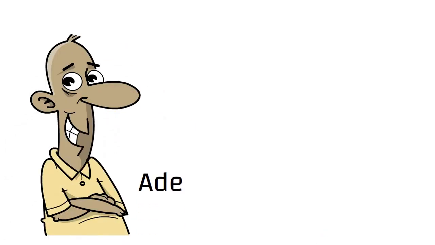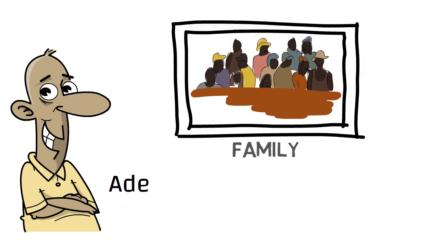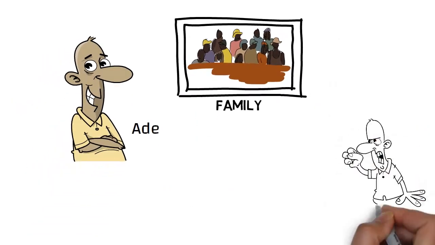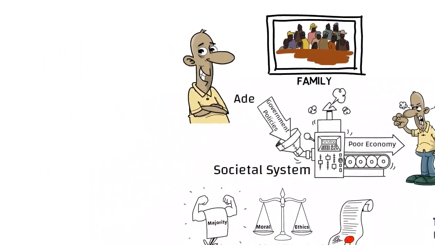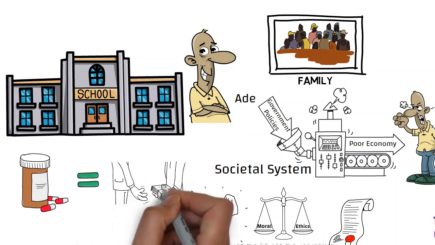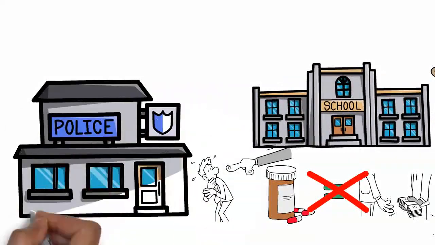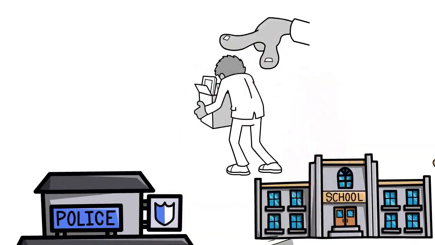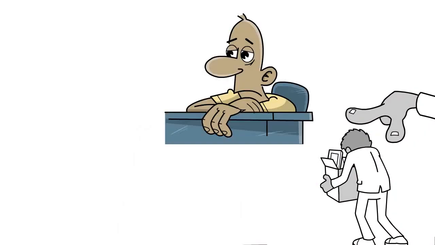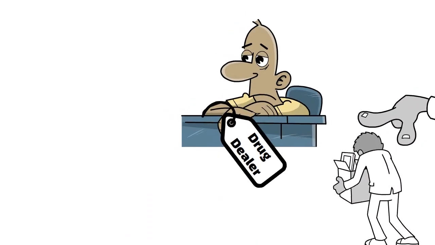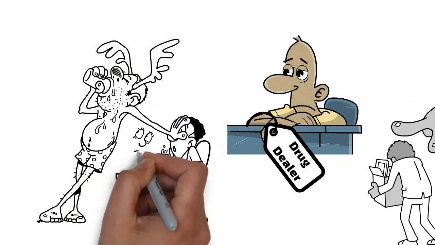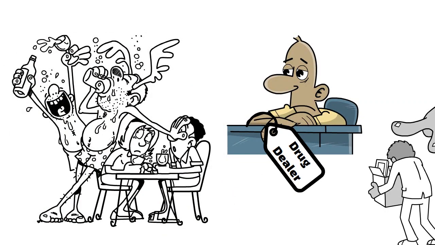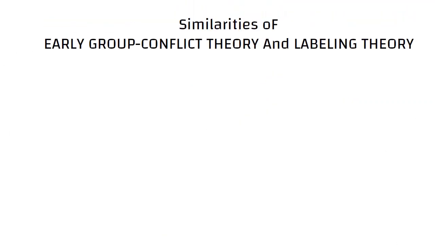Take Ade, for example. Ade is a 15-year-old boy from a lower-class family who decided to rebel against the system that was against him by selling marijuana in school. Ade was caught and reported to the police and was suspended from school. Now, even though he was a first-time offender, that label of drug dealer stuck with him and ended up determining his future.